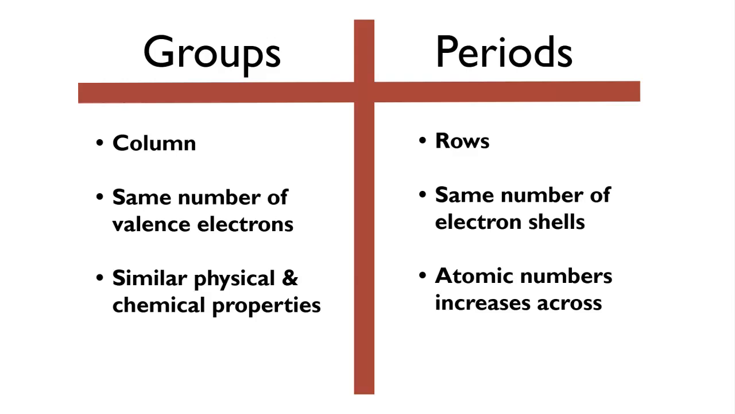So again, quick little overview between the groups and the periods. Groups are your columns, periods are your rows. Groups are going to have the same number of valence electrons. Periods are going to have the same number of electron shells. Groups are going to have similar physical and chemical properties. And as you go across a period, the atomic number increases as you go from left to right.